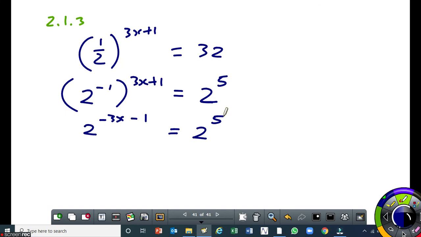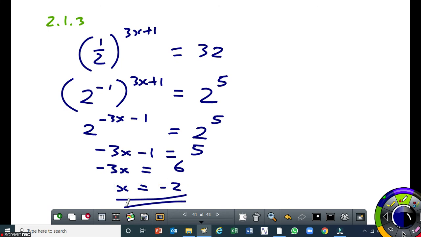Okay, now that the base is the same on both sides of the equation, you can now say, therefore, the exponents are equal. And then you get minus 3x equal to 6. Therefore, x is going to be equal to negative 2. And then you're done. Okay, x is negative 2.